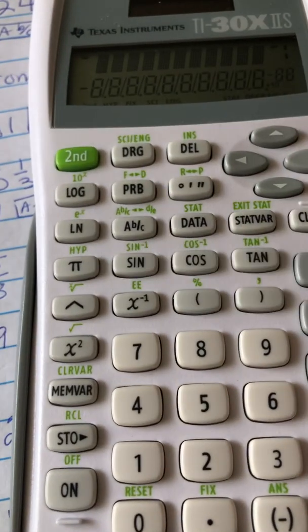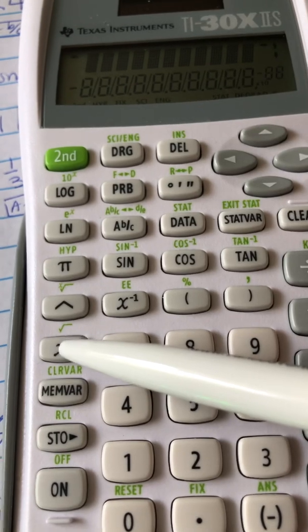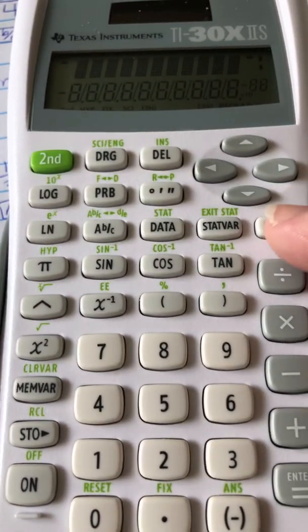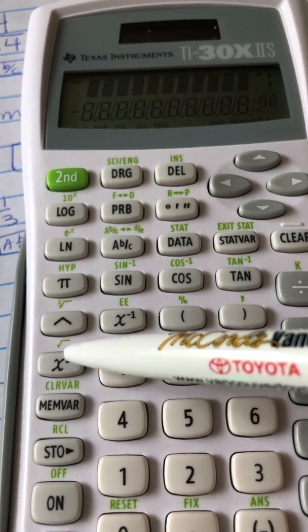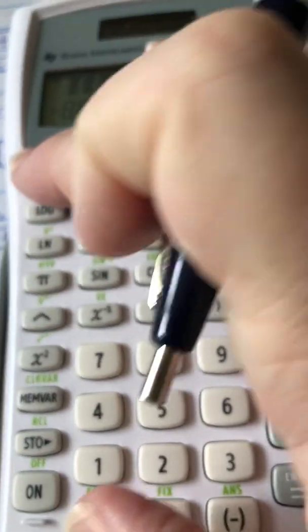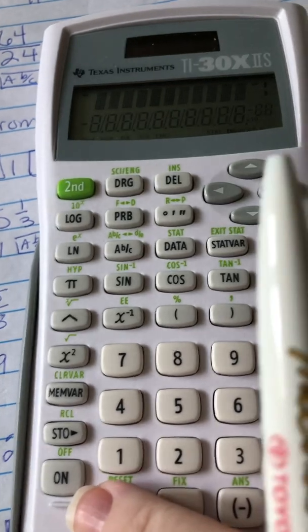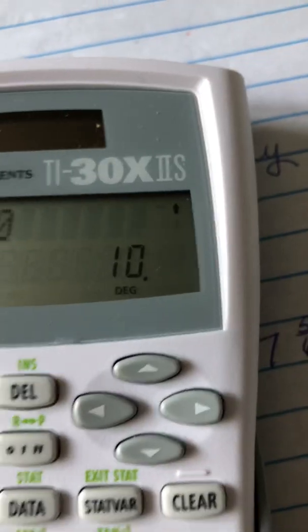If you just want an exponent of 2, because 2 is the most common exponent, this one right here automatically puts a 2 on it if you push it. If you need to find the square root of something, like it's undoing something that's squared, if you wanted the square root of 100, for example, that's above that key in the green. So you'd hit second and then that button, and it puts that square root symbol up there. And then you can put your number in that you're supposed to find the square root of and hit enter, and it will tell you the answer is 10.